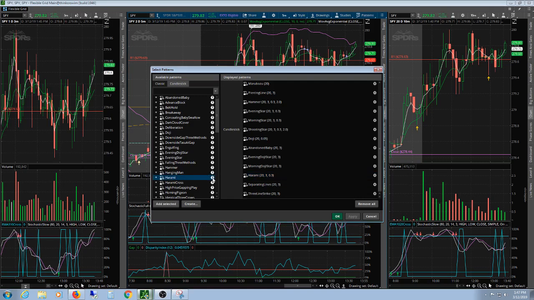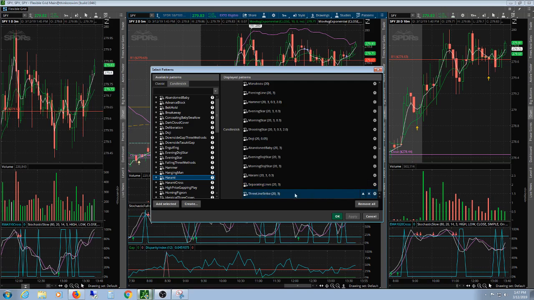And if you click on these, you'll see a little illustration of what it is. See, it'll explain it to you. I don't see where it explains it here, but I've been told 25% of the body to be an actual Harami pattern. Separate lines I don't really focus on.